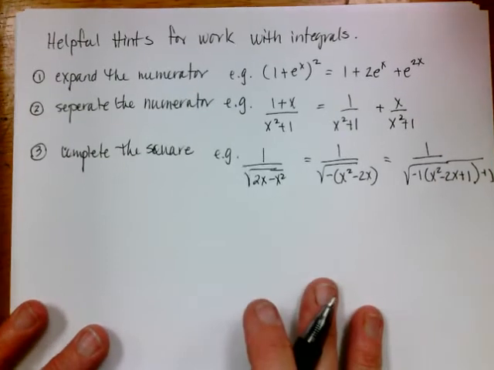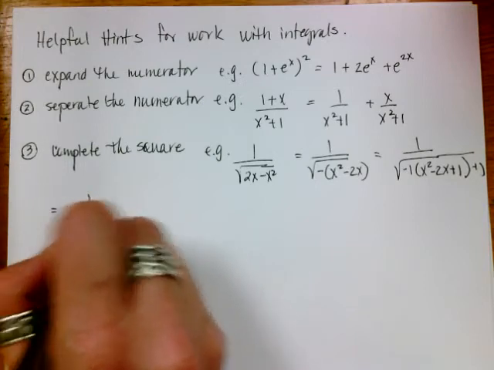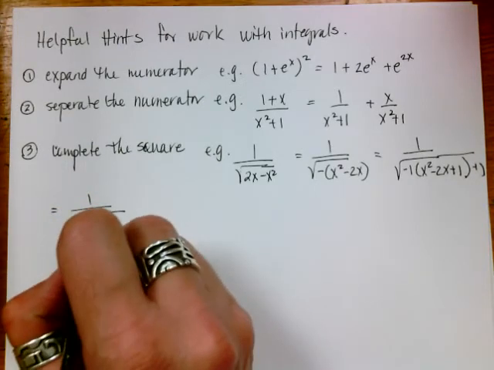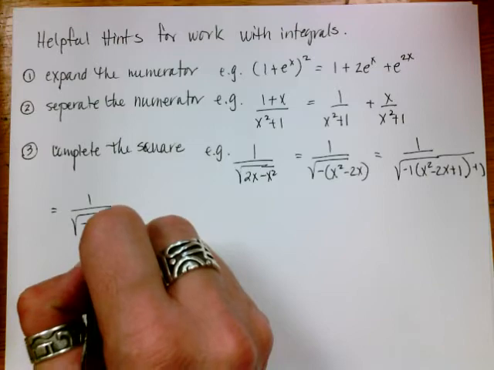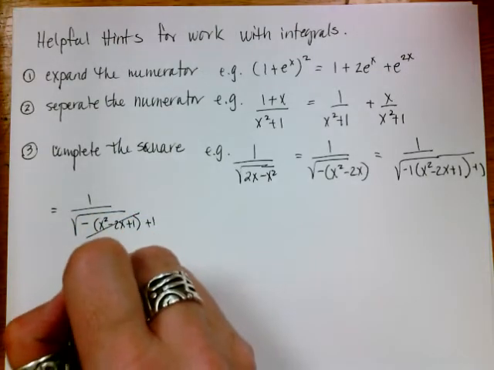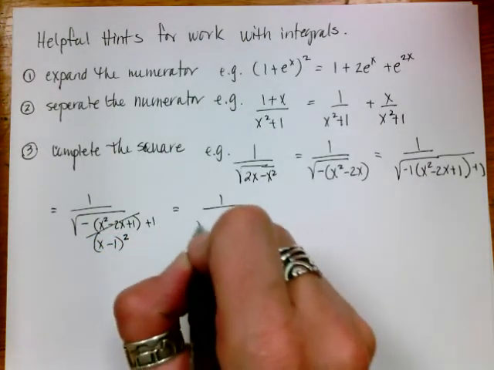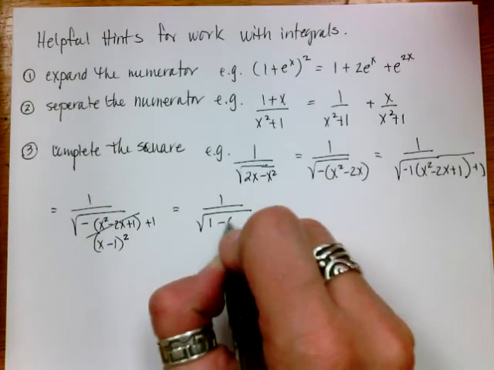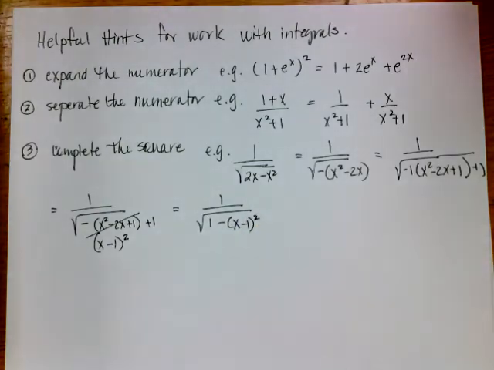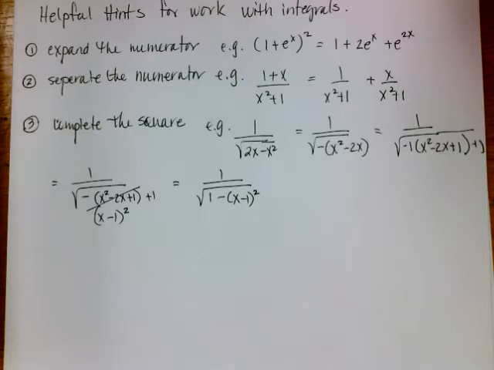Oops, that one went off the page a wee bit. That's a 1, not a parentheses. So then this becomes 1 over the square root of negative, and then I have x squared minus 2x plus 1, plus 1. This guy factors to be (x minus 1) squared. So then I could rewrite it as the square root of 1 minus (x minus 1) squared. And then I have a squared minus u squared, and I could do some math on that one.